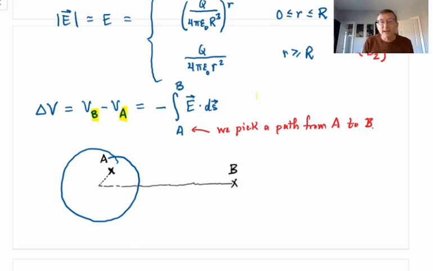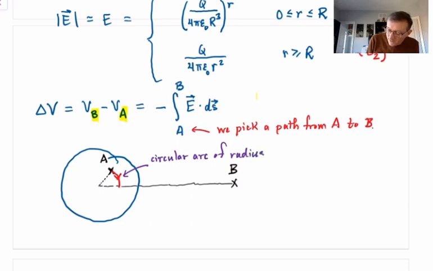Now remember, the electric field vector at any point points radially away from the center. So with that in mind, the first part of my path along A is going to be along a circular arc. Wow, what the heck am I doing? A circular arc of radius big R over 2.